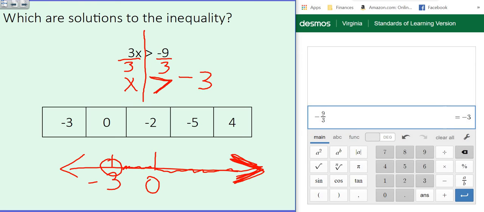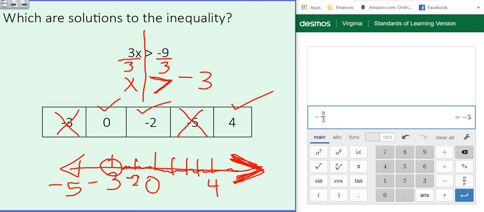So, is negative 3 a solution? It is not, because that is not equal to negative 3. Bigger than, it's everything to the right of negative 3. Is 0 a solution? It absolutely is. It's right there. Is negative 2 a solution? It absolutely is. Is negative 5 a solution? It is not. Okay, that's smaller than negative 3. And how about 4? Is 4 a solution? It is.